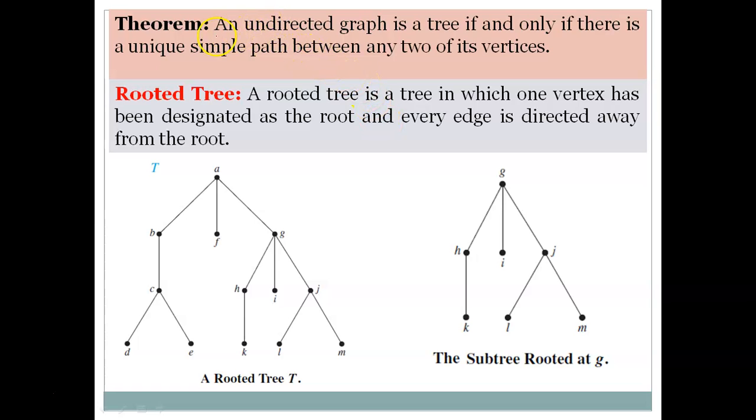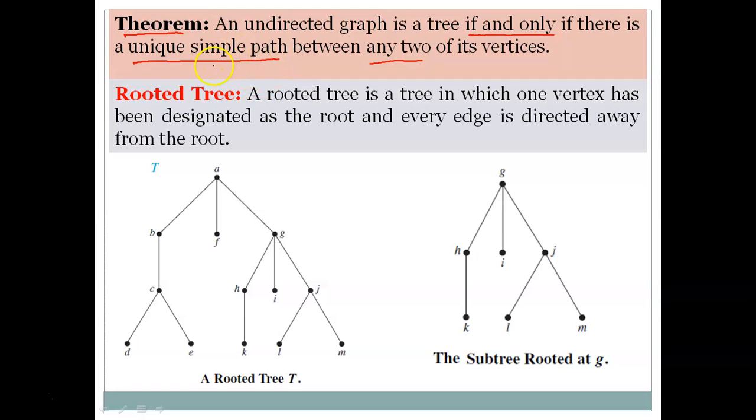So we can state one theorem in view of the definition of a tree. An undirected graph is a tree if and only if there is a unique simple path. Simple path means no circuit between any two of its vertices. So in this way, we can think about a tree.